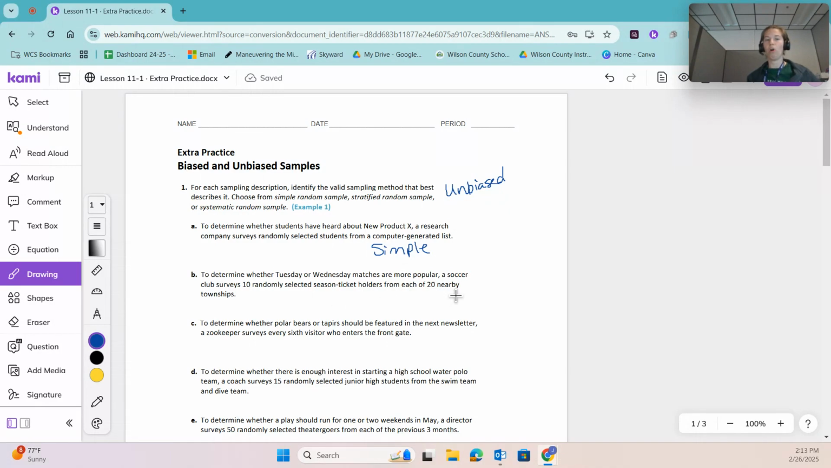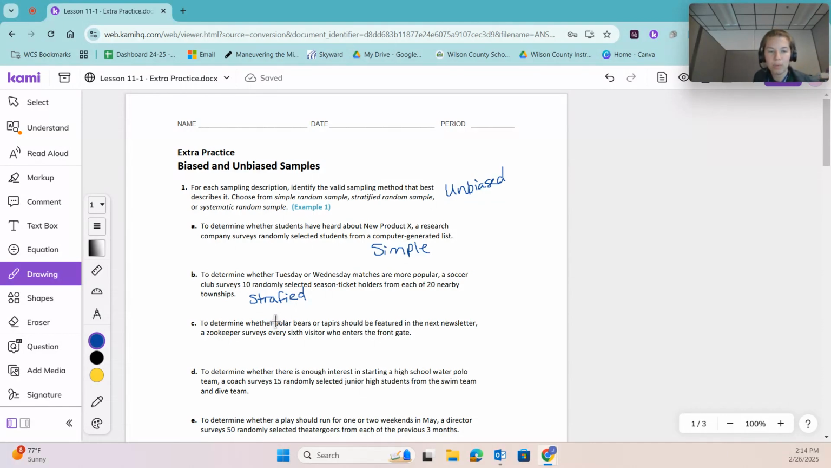So they break up all of their season ticket holders into townships, 20 different townships, and then they take 10 from each of those townships. So that is going to be a stratified sample, where they break them up into groups and then choose from those groups.